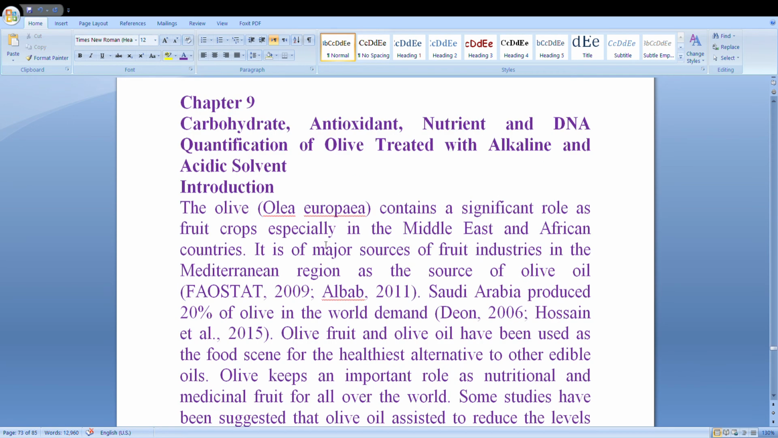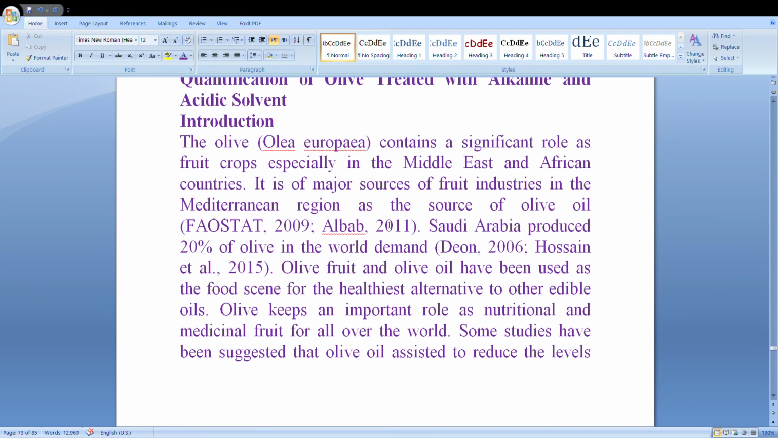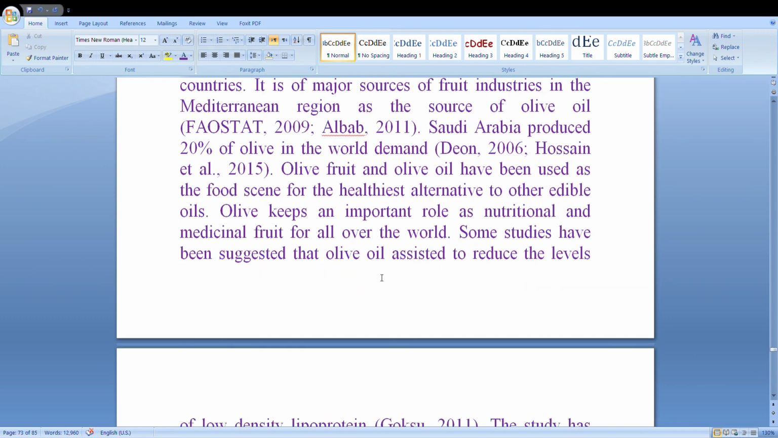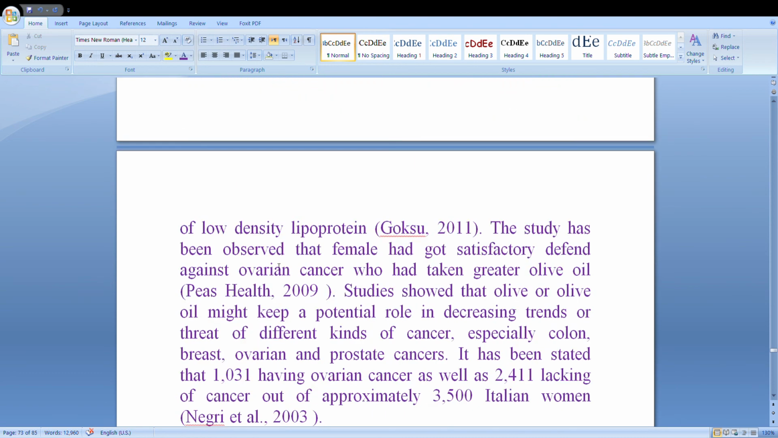Chapter 9, we can see here carbohydrate, antioxidant, nutrient, and DNA quantification of olive treated with alkaline and acidic solvent. So this is the olive. In short, we can discuss this one. These are olive fruits also. They are among the most important fruit crops, especially in Middle Eastern and African countries, in the Mediterranean regions. Saudi Arabia produces 20% of the world's olive demand, so it plays an important role in nutritional and medicinal value.